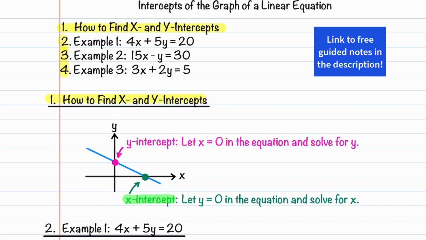The x-intercept is where the graph crosses the x-axis. It occurs at the point x, 0. To find the x-intercept, all you need to do is let y be equal to 0 in the equation and then solve for x. The y-intercept is where the graph crosses the y-axis. It occurs at the point 0, y. To find the y-intercept, all you need to do is let x equal 0 in the equation and then solve for y. Let's do some examples now and see how this works.